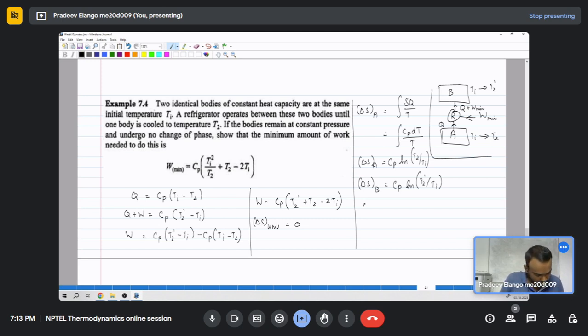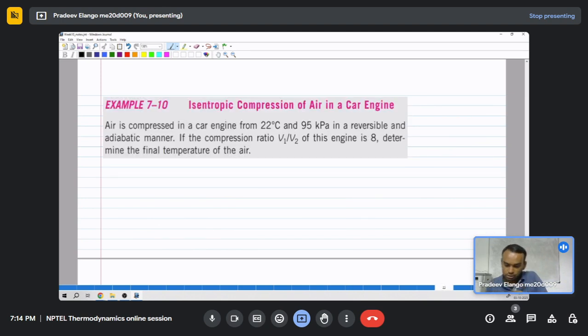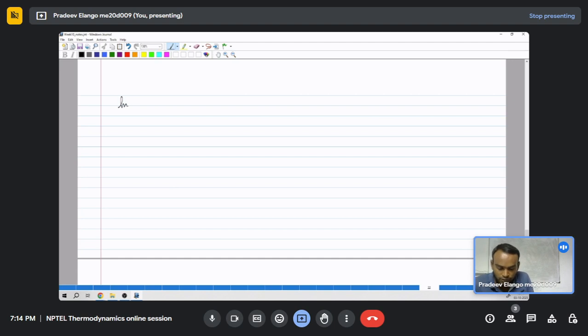Now change in entropy of the universe is change in entropy for A plus change in entropy for B, and for minimum we know that it is 0. Change in entropy for A is Cp into ln T2 by Ti plus Cp ln T2 dash by Ti. So now we can remove the Cp, which is common, then we will have ln of T2 by Ti plus ln of T2 dash by Ti, this is equal to 0.